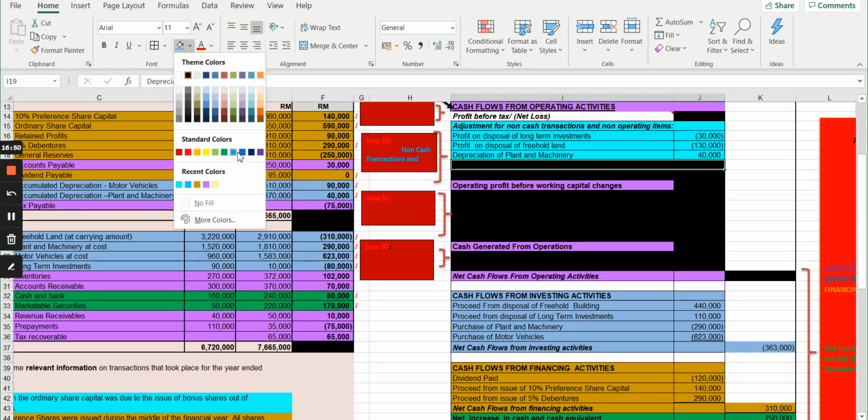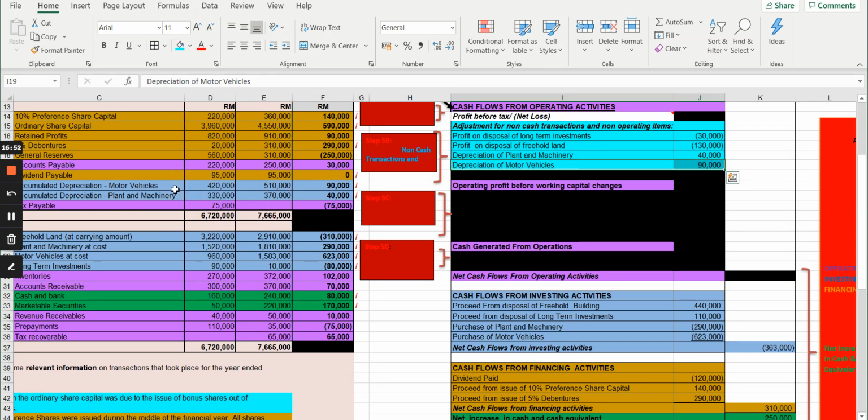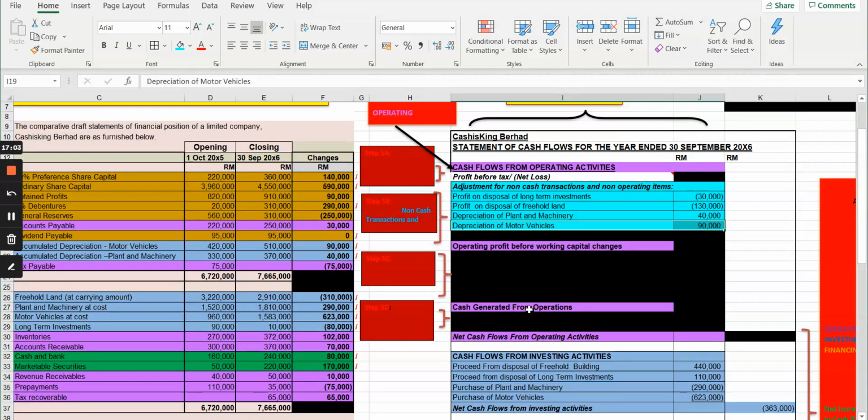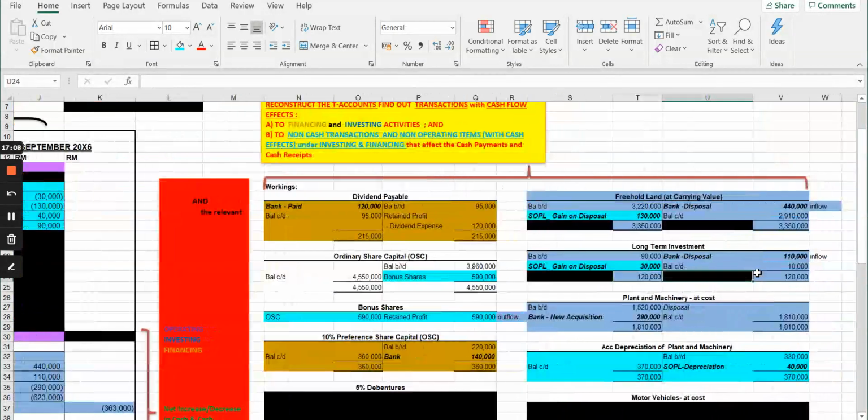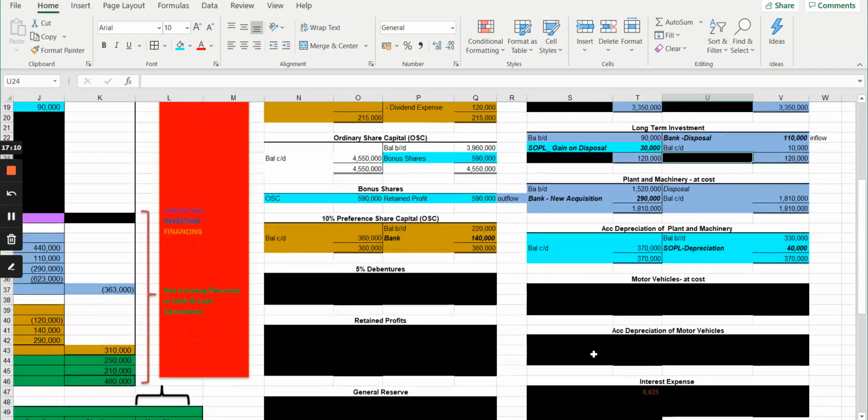The changes in depreciation should be added back to your adjustment item, because they are non-cash transactions. That was just by using the changes column here. However, you can also do it by opening up the accumulated depreciation account for your motor vehicle.